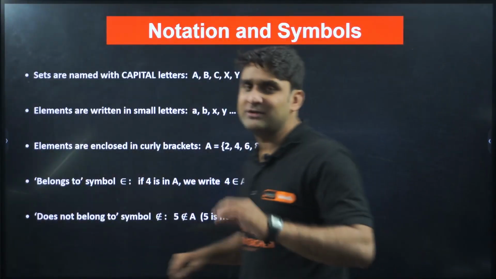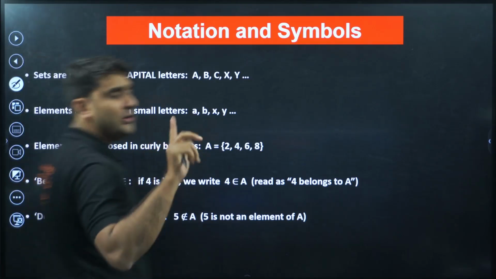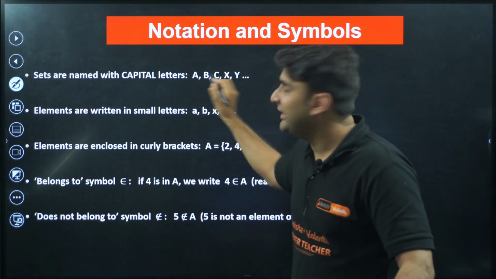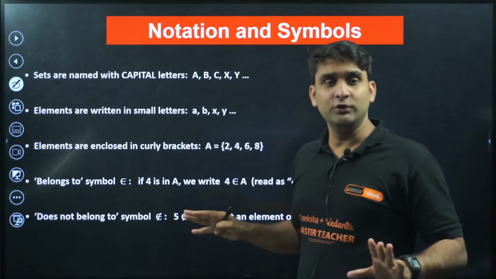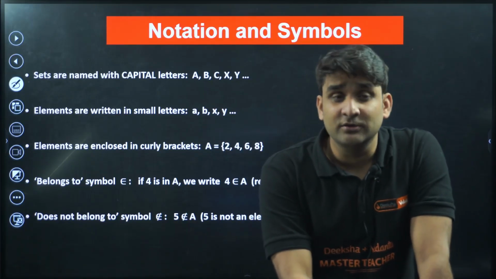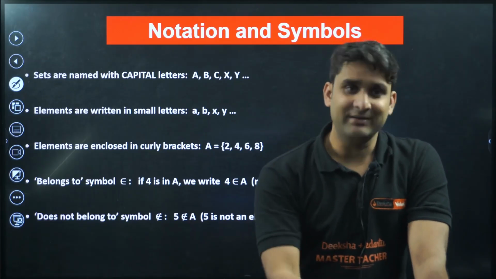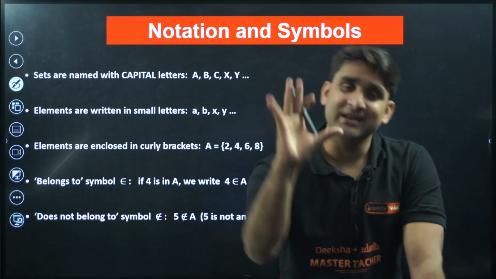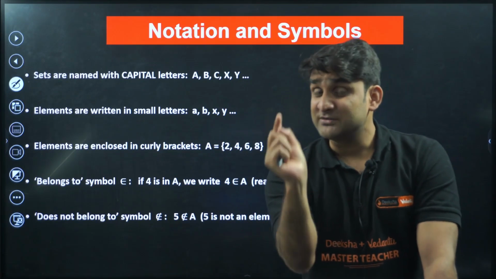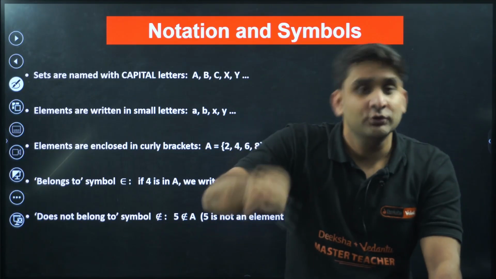Now let's talk about notation and symbols. My dear champion, look at the first point: sets are named with capital letters. You can use A, B, C, D, X, Y, Z, whatever you want to name the set. For example, if I ask you to write a set of all the odd numbers less than or equal to 9, then 9 will also be included, because listen to my statement: less than or equal to.